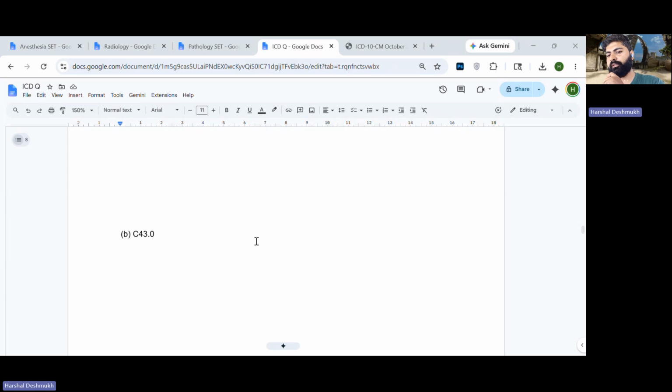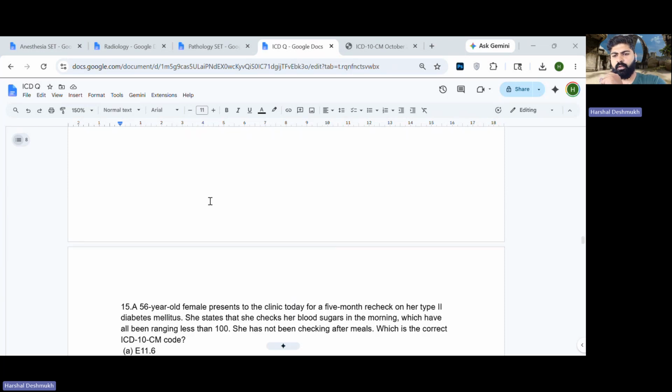The correct code for this question is C43.0. That is option B. Moving on to the next one.